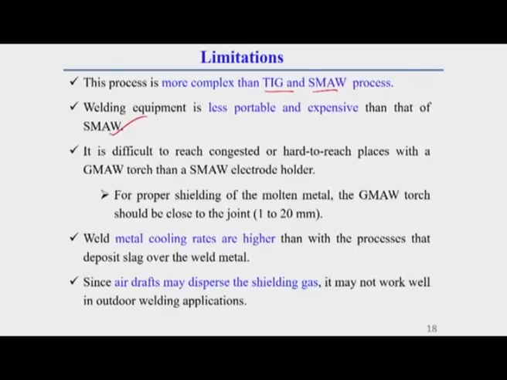For proper shielding of the workpiece, the welding torch should be close enough to the workpiece, otherwise proper shielding of the gas will not occur. That is why the torch should be within a distance of around 1 to 20 millimeters. If the space is restricted, proper shielding will not occur. For proper shielding of the molten metal, the GMAW torch should be close to the joint, within a range of 1 to 20 millimeters. If it is more than 20 millimeters, there will not be proper shielding, so there is a chance of oxidation.